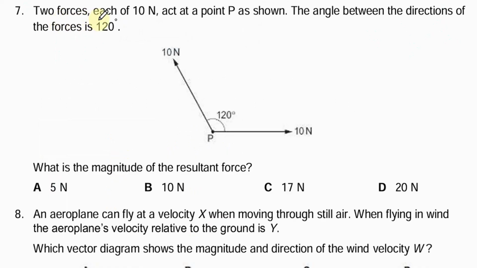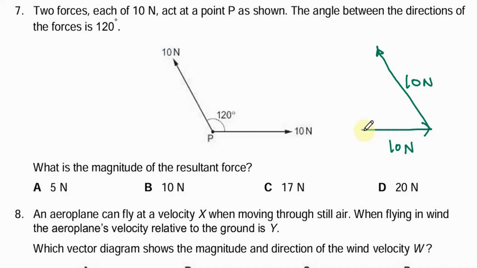Here we have two forces, each of 10 newtons, acting at a point P as shown. So our two forces, each of 10 newtons. The angle between the directions of the forces is 120 degrees. What is the magnitude of the resultant force? So we can start by drawing these two forces head to tail. So 10 newtons this way and another 10 this way.